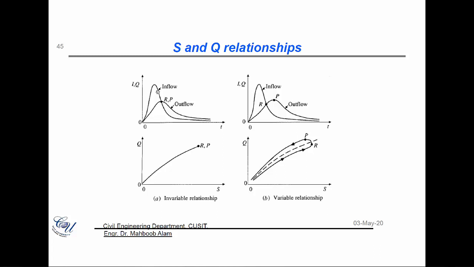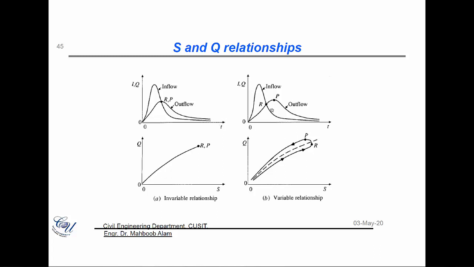Now R is the maximum storage. This R shows the maximum storage value, and P shows the maximum outflow. So the maximum storage occurs when it coincides with the inflow hydrograph, and this relationship is an invariable relationship. Whenever there is a decrease in the water surface, the outflow associated with it would be constant, or within certain particular numbers.